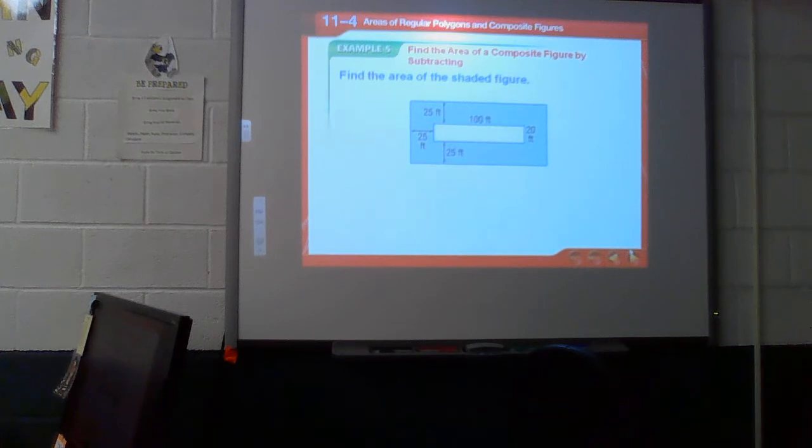What is the base times height of the white region? 100 times what? 20? And then, as Bo said, I'm gonna subtract those two out. Okay? Make sense there? Everybody good with this?